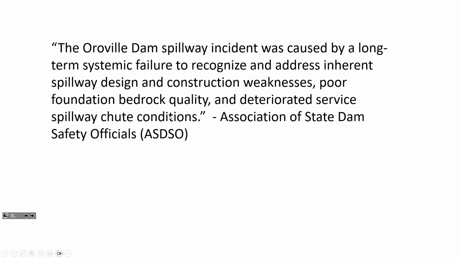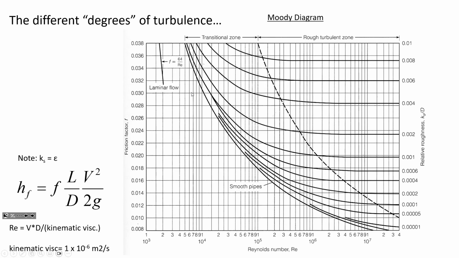The quality of the bedrock wasn't what people had assumed it was, and then the deteriorated service spillway chute conditions. And so there were a couple of people who years prior to this raised concerns about the safety of the dam, but those whistleblowers were ignored, the problems were swept under the rug, and eventually the unexpected happens and there was quite a lot of damage. I'm not aware of any deaths, and so really fortunate that it was just an economic issue and not necessarily a big disaster that claimed a lot of lives.